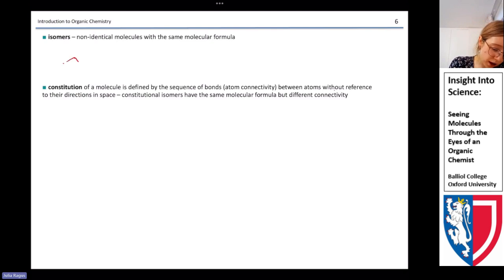So for example, when you have your butane chain, then you might have your methyl group just pointing straight from the carbon in the middle. And those are constitutional isomers because they have the same formula, but different connectivity. Another example of isomers are cis and trans isomers. So that one is trans, and the other one is cis. And you might find them called geometrical isomers in your textbooks.